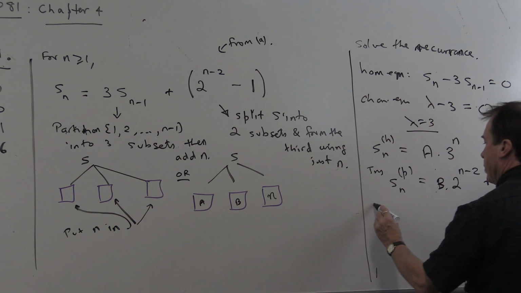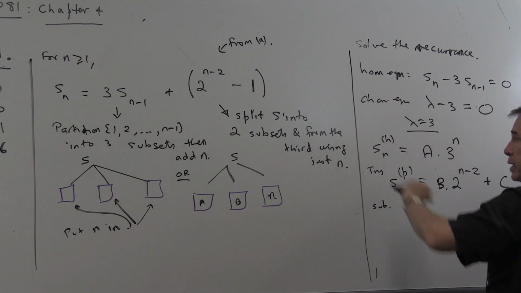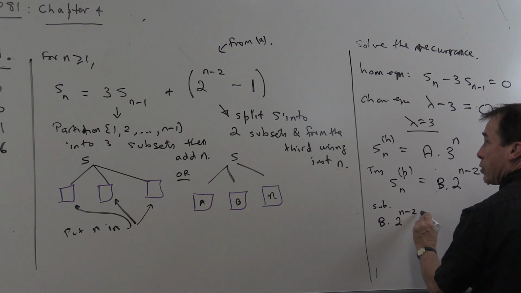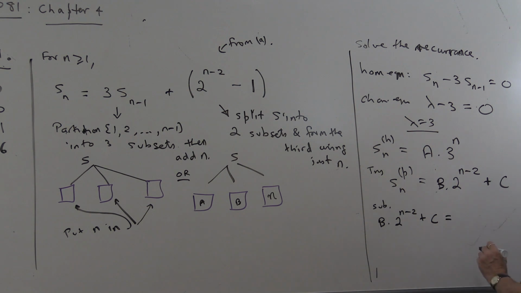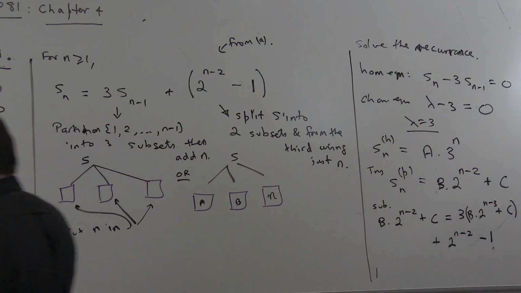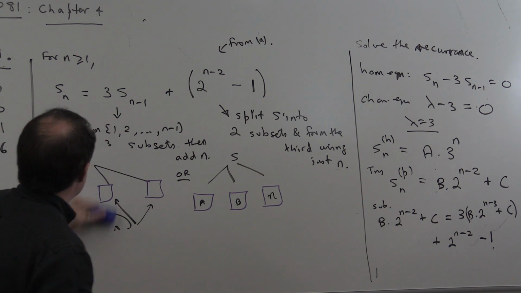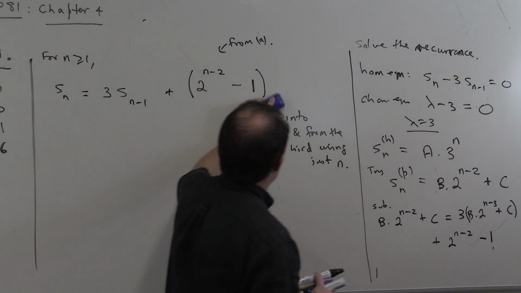Now I substitute in. Substituting back into the recurrence, I have b times 2 to the n minus 2, plus c. Now I've got to multiply this by 3 and bump n down by 1. So this is 3 times b times 2 to the n minus 3, plus c, plus I have 2 to the n minus 2, minus 1. So I substitute that in, and that's what I end up with. And now I have to solve that. I'll leave the recurrence there.